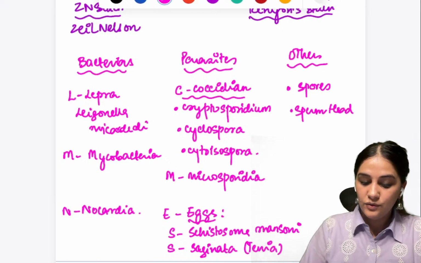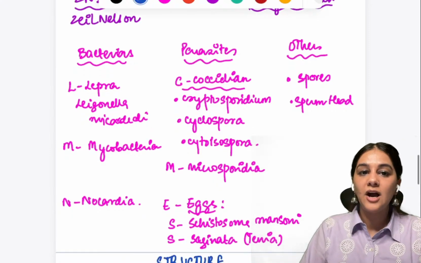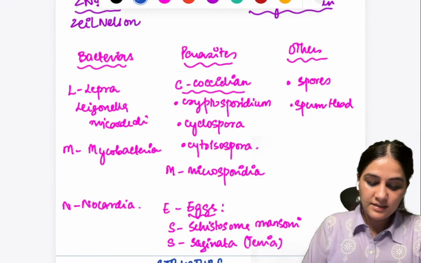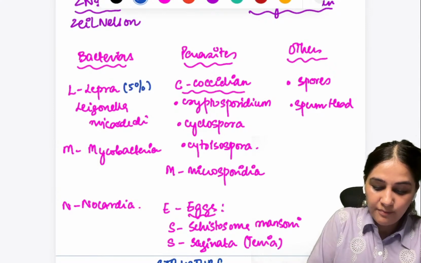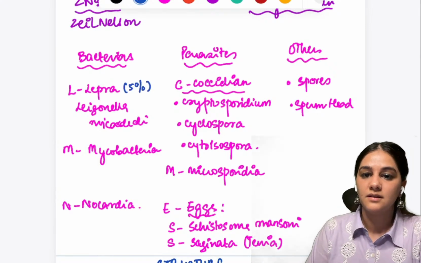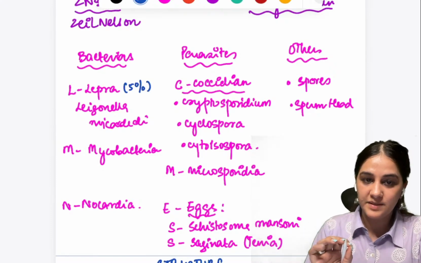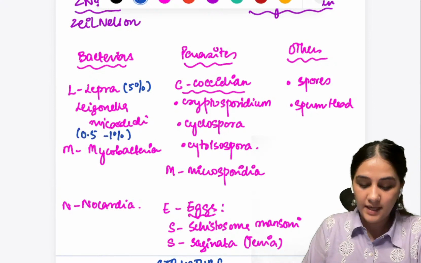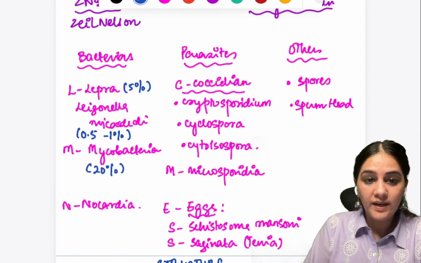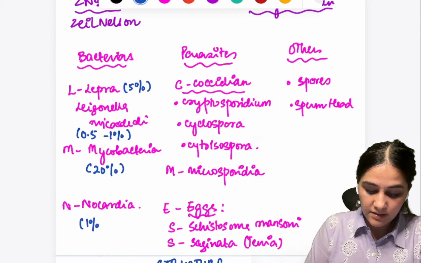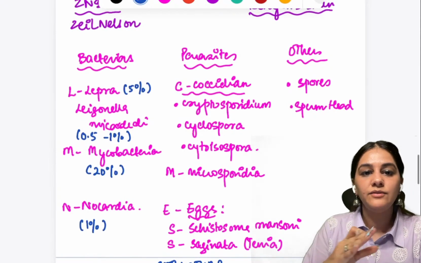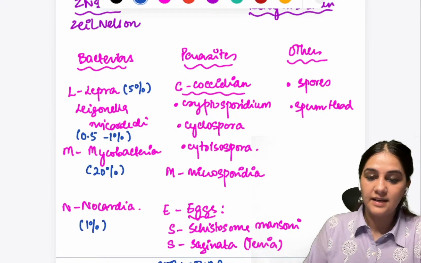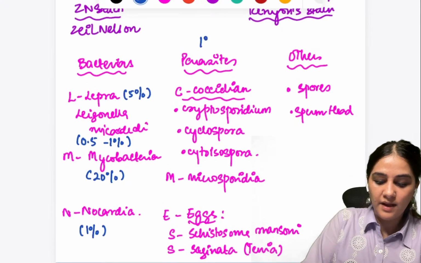Right? So here only I'm also going to talk about how much percentage of the acid they are able to resist. So just remember it like this. The lepra bacilli requires 5% of sulfuric acid to resist, right? Legionella here requires 0.5 to 1%. Mycobacteria requires 20%, and Nocardia requires 1%. So 5, 0.5 to 1, 20, and 1. That is how you're going to remember LMN. All the parasites, this one is easy, all the parasites require just 1%.